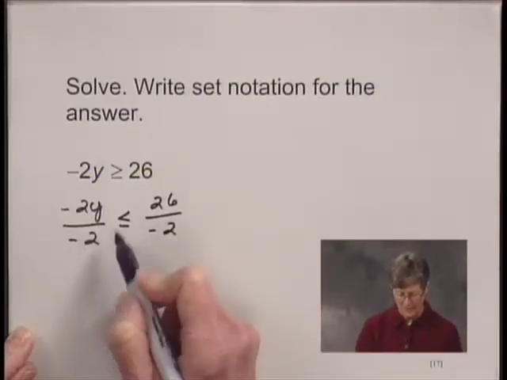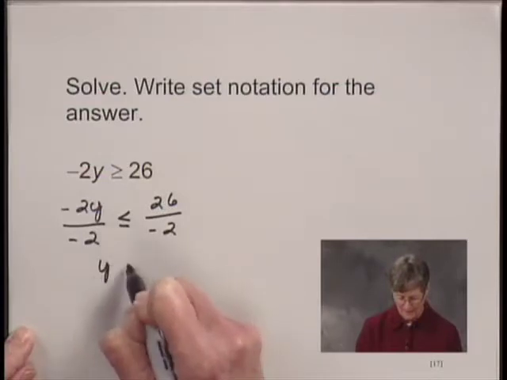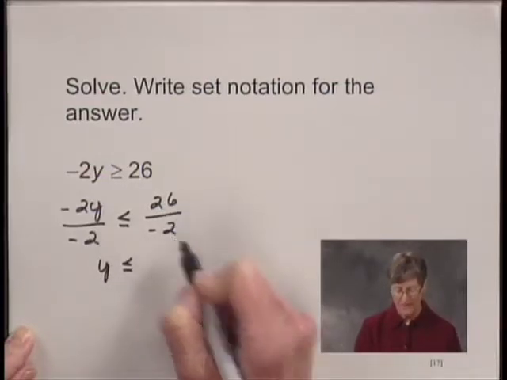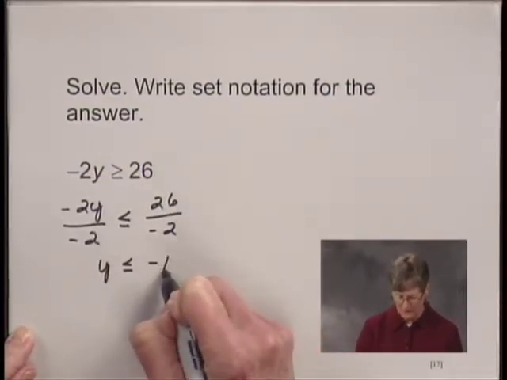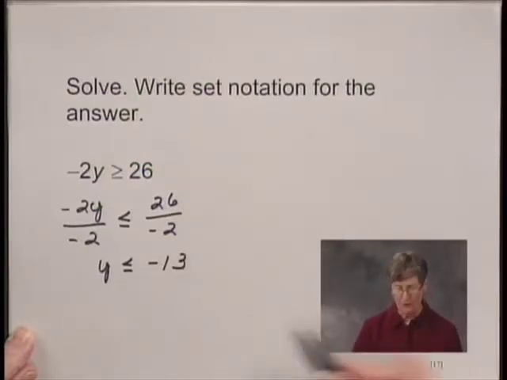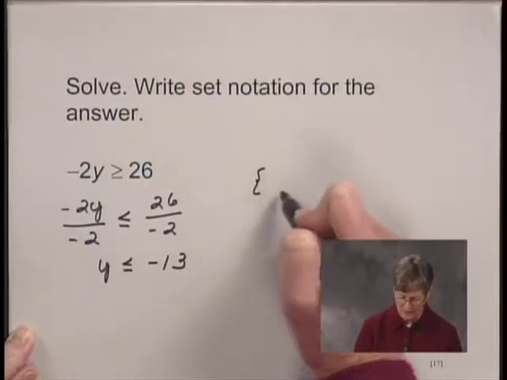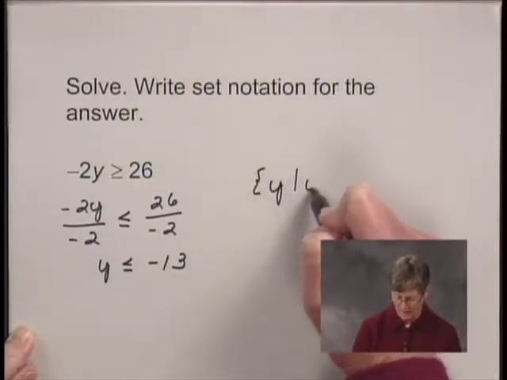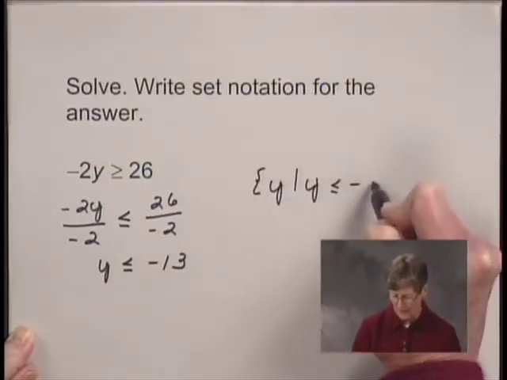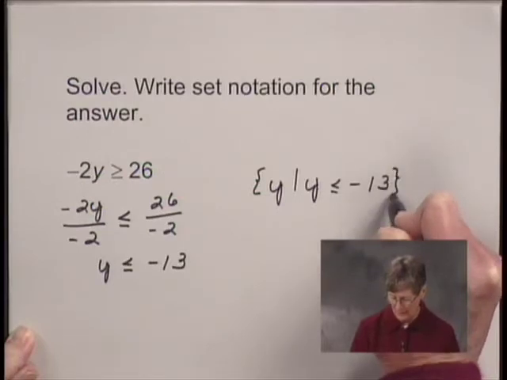Now on the left-hand side, I have just y. And on the right-hand side, 26 divided by negative 2 is negative 13. So writing set notation for the solution, we would say that the solution set is the set of all y such that y is less than or equal to negative 13.